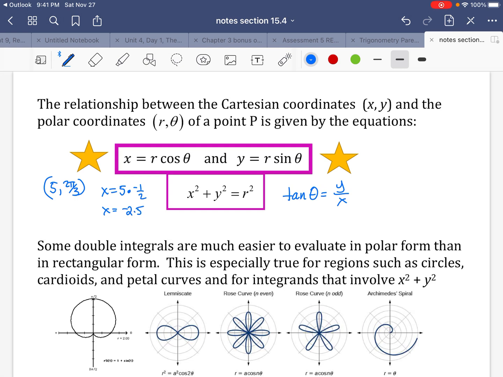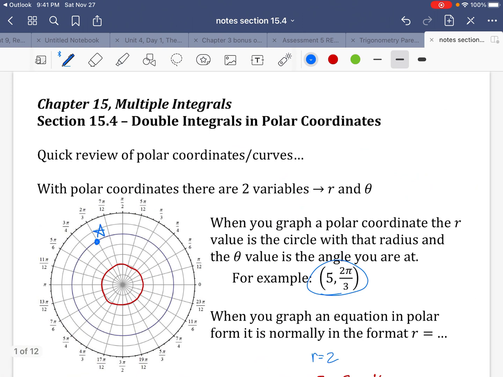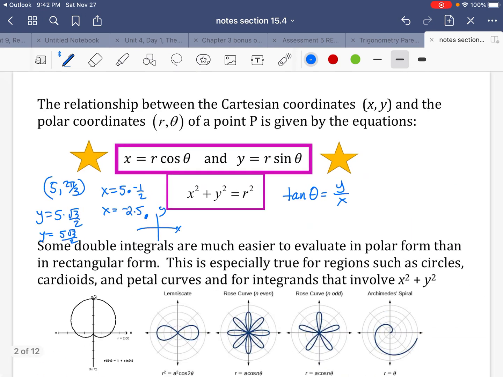And then the y value would be r sine theta. So I would have 5 times radical 3 over 2. So basically I get y equals 5 radical 3 over 2. And so if you were to graph this on an xy coordinate system, if you went left negative 2.5 and up 5 radical 3 over 2, it would put you basically in the same spot that this puts you right here. It's just the same place but a different coordinate system.